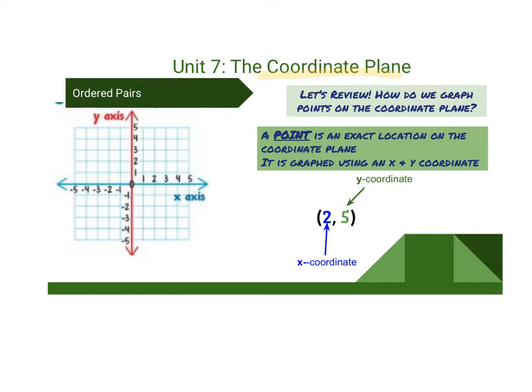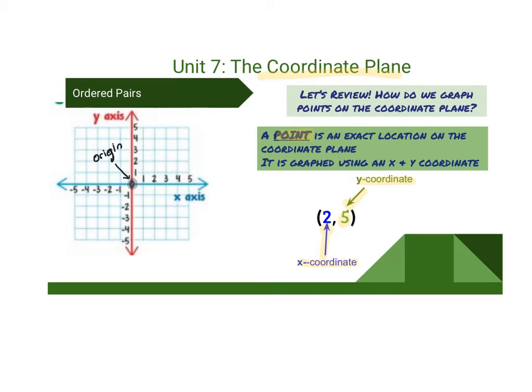We talked about how the point is an exact location on the coordinate plane, and it's graphed using our x and y coordinates. Remember, the x coordinate is my number that comes first here, like 2, and my y comes second, my 5. So if we were graphing, we always start here at the center. Who remembers what that's called? The origin.